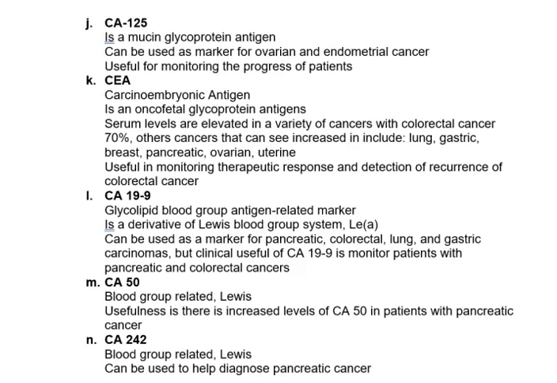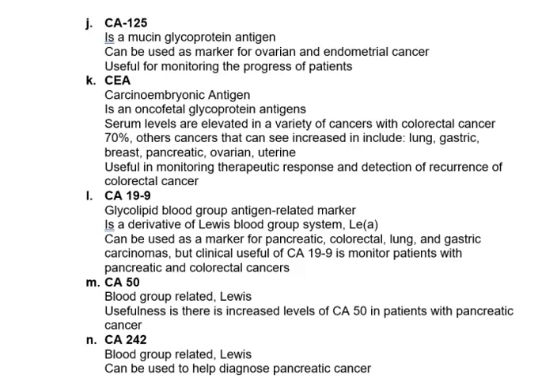Next is CEA, which is the carcinoembryonic antigen. It is an oncofetal glycoprotein antigen. Serum levels are elevated in a variety of cancers, with colorectal cancer being about 70%. Other cancers that can see an increase include lung, gastric, breast, pancreatic, ovarian, and uterine cancer. It is useful in monitoring therapeutic response and detection of recurrence of colorectal cancer.